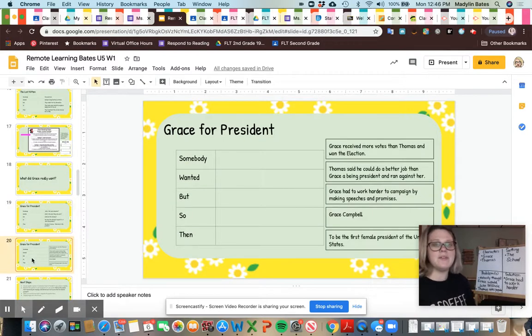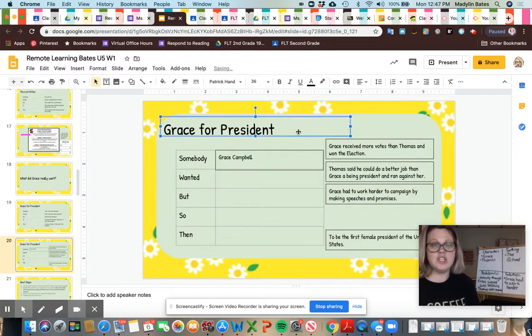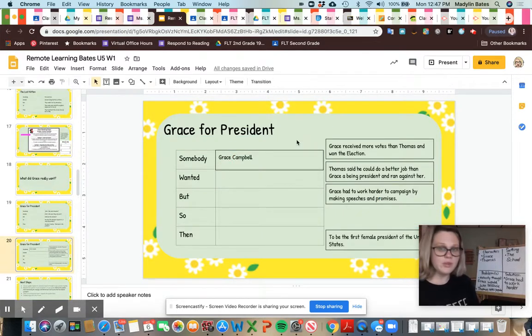So I've mapped out some key important events for this story. And if you're using the student note catcher, you can put these in order on the digital version, or you can use them in your journal and write them out next to somebody wanted but so and then. Once we put them in order, so for example, I can move Grace over here to "somebody" because she was the main character. Once we put them in order, we can write out that summary and we have a beautiful new summary. So that's all I have for you today.